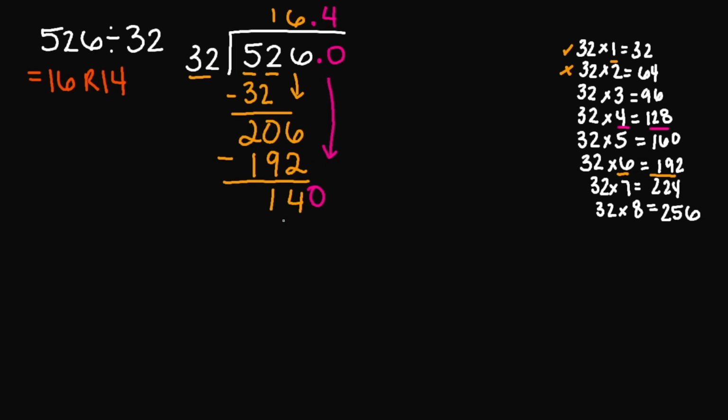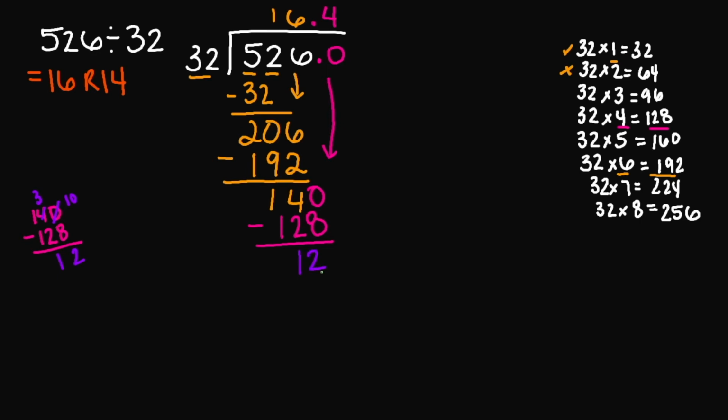32 times 4, we said, was 128. Now I'm going to subtract 140 minus 128. 0 minus 8, I can't do that. I need to borrow from the tens place. This 4 is going to become a 3. This 0 now will become a 10. So 10 minus 8 is 2. 3 minus 2 is 1. 140 minus 128 is 12.